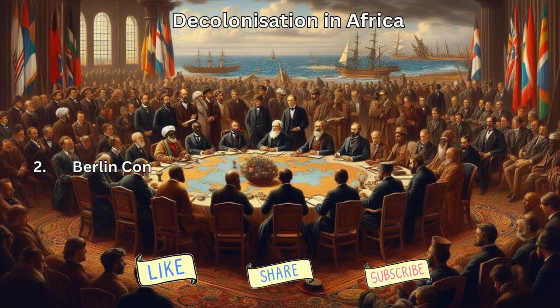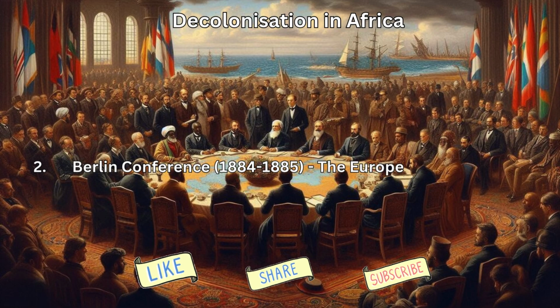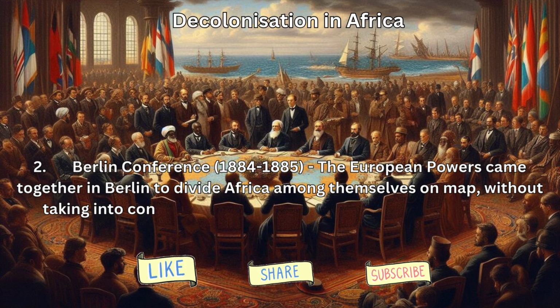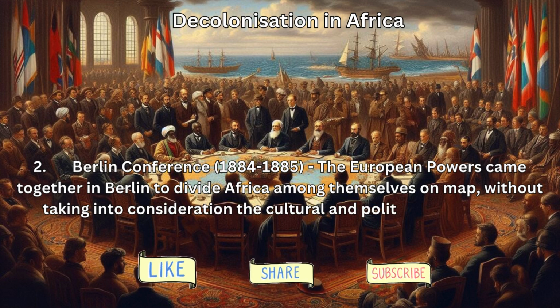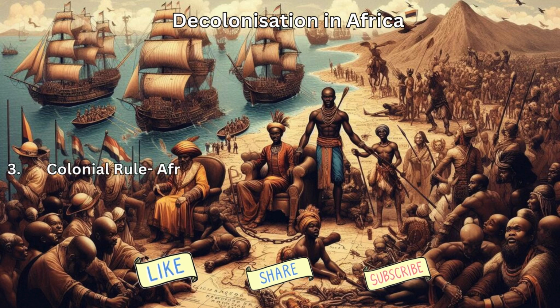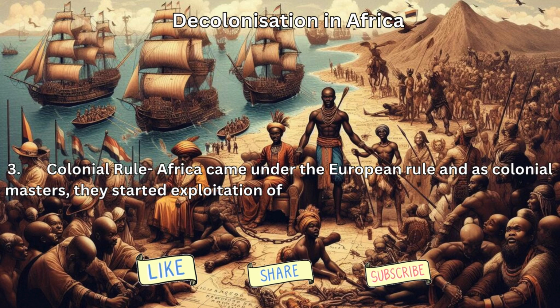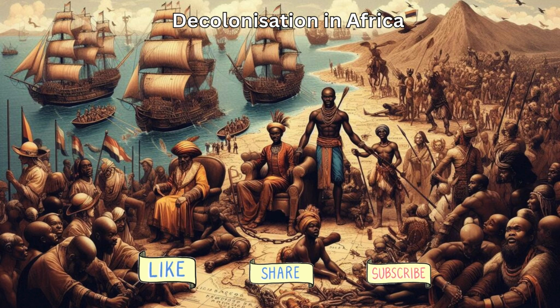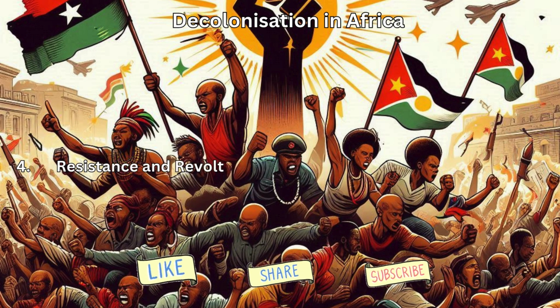2. Berlin Conference, 1884 to 1885. The European powers came together in Berlin to divide Africa among themselves on a map, without taking into consideration the cultural and political boundaries. 3. Colonial rule. Africa came under European rule, and as colonial masters, they started exploitation of resources and imposed governance on the African people.